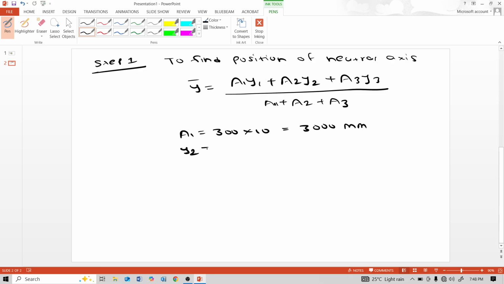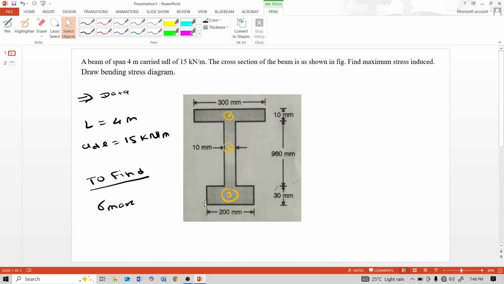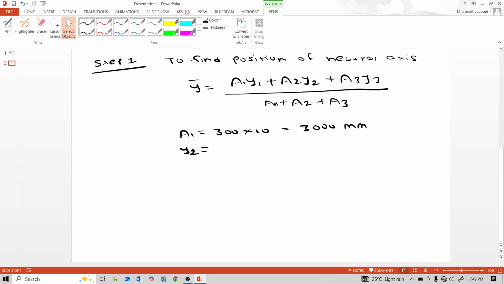Y1 is the mid distance of this top flange from bottom fiber. From bottom fiber to mid of this distance, y1 is 30 plus 960 plus 10 by 2 plus 30, that is 995 mm.